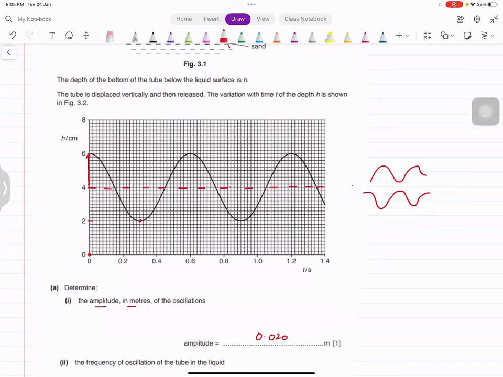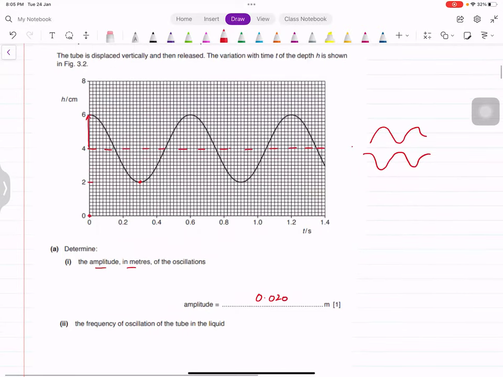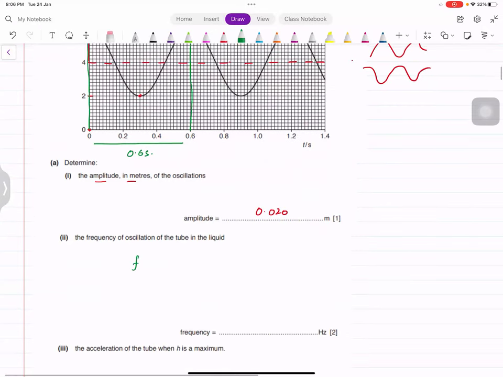Then going to the next part, it says the frequency of oscillation. How do you find the frequency from this? You see, this is a crest and this is a crest. So you go from here to here. What is the time period of the wave? That's basically 0.6 seconds. Frequency is 1/0.6. The answer is 1.67 hertz. Excellent.